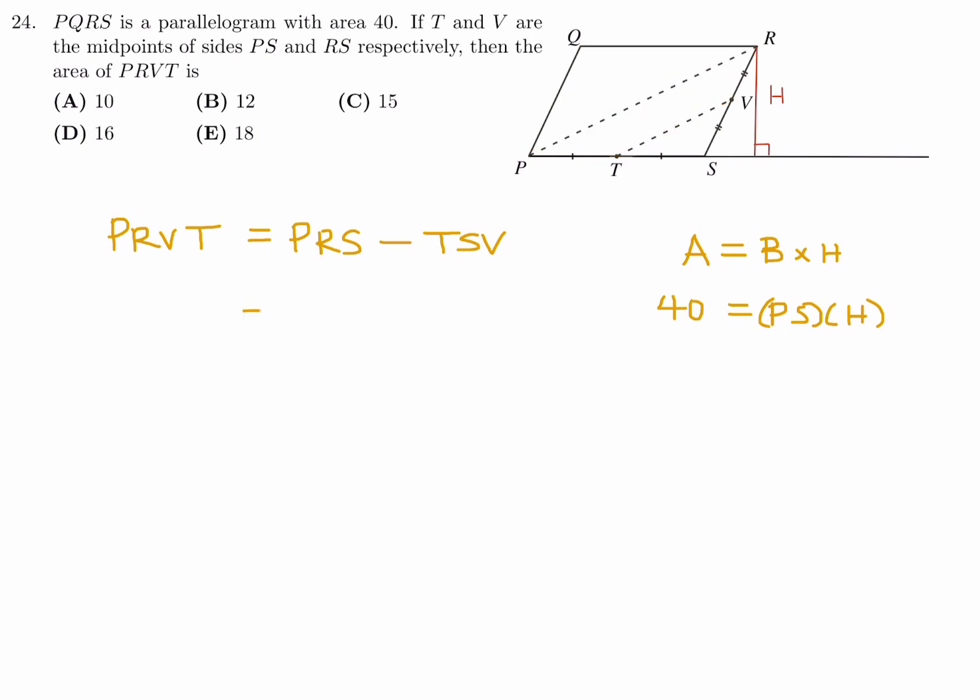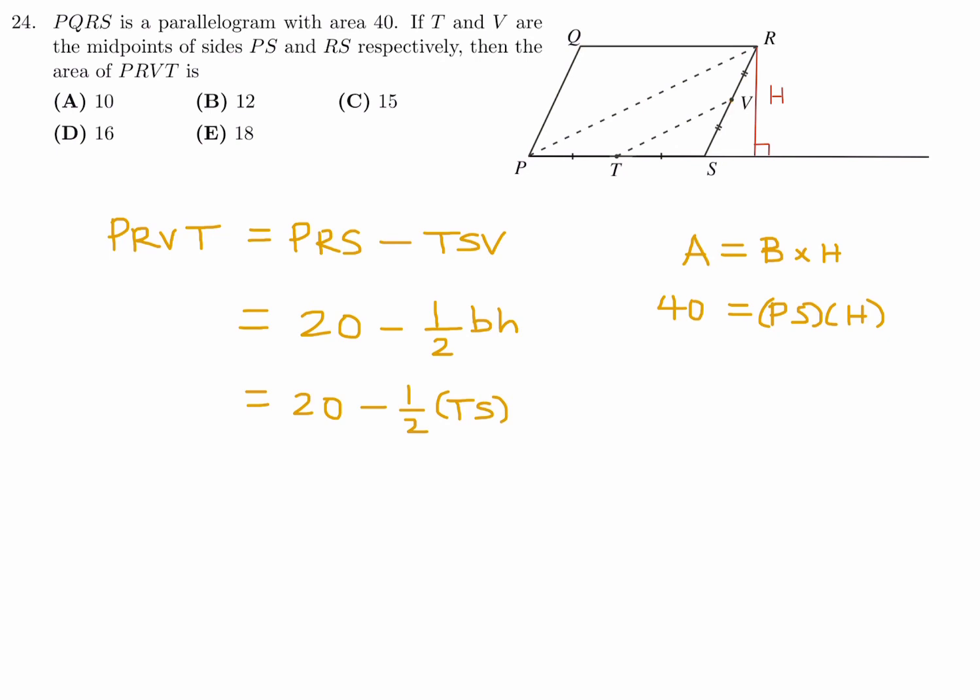Okay, so PRS, first of all, is just half of the parallelogram. The parallelogram has an area of 40, so half the parallelogram will be 20. Now we have to concentrate on TSV. TSV is not a parallelogram, it's a triangle, so that will be a different formula. Similar, but different: 1/2 base times height. Now, the base of this triangle is TS, so put that in there. And the height, well, the height is from here to here.